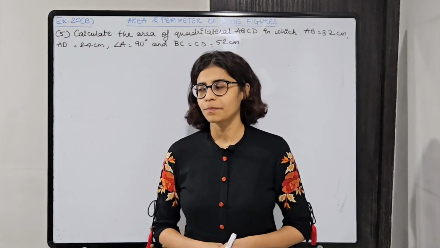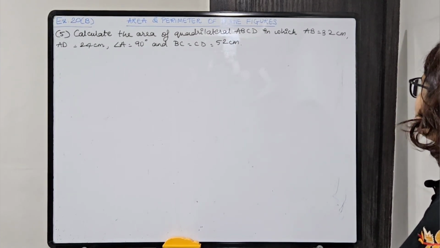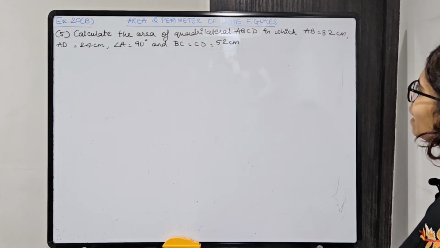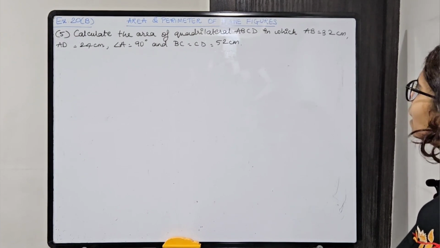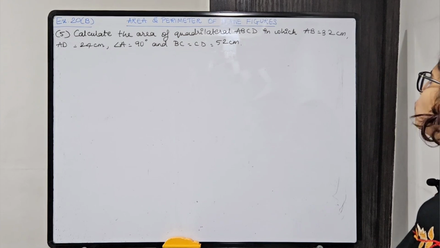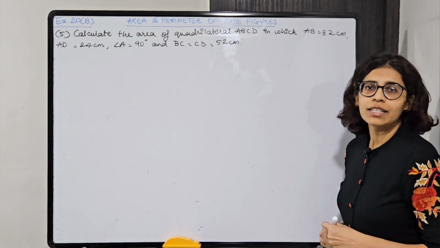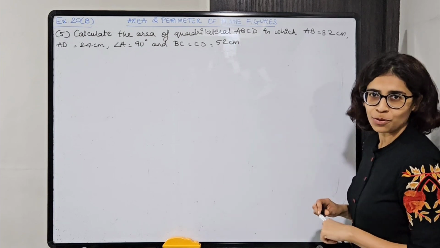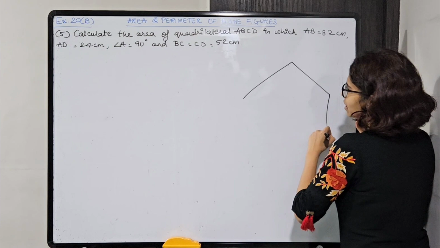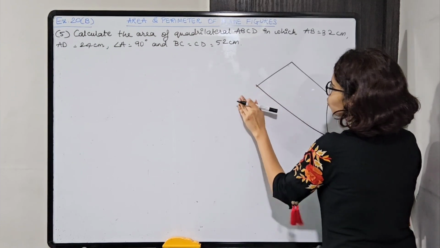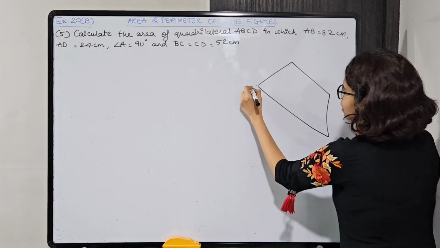Question number 5. Calculate the area of quadrilateral ABCD in which AB equals to 32 centimeter, AD equals to 24 centimeter, angle A is equal to 90 degrees, and BC equals to CD equals to 52 centimeter. Let's draw the quadrilateral to understand the dimensions given. Okay, so there is a quadrilateral ABCD. Now कैसा quadrilateral है हम लोग को नहीं पता है. It is just a quadrilateral four-sided figure named ABCD.